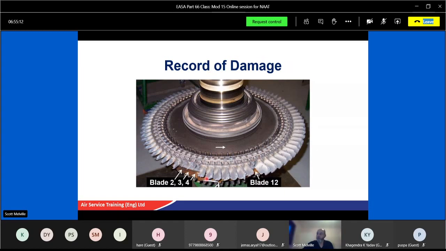It's damaged every single one. The fact they're all damaged is indicative that something's either hit it or expanded so much that the creep has actually hit the shroud around it. But looking at that, I think someone's probably hit it. It all depends on the damage you get. But it must be recorded, even if it's out of limits.